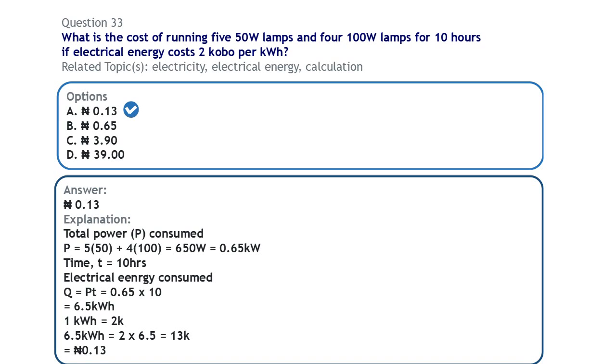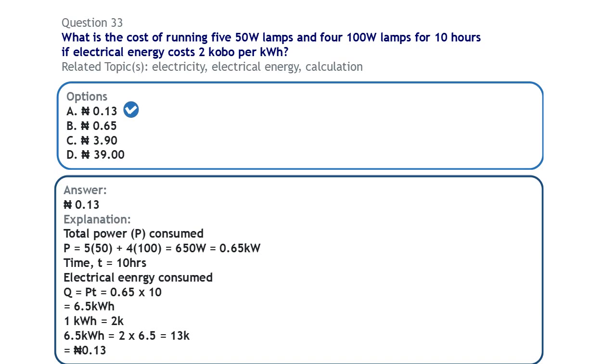You just multiply it by the cost of 1 kilowatt hour, because we can write this 6.5 kilowatt hours as 6.5 times 1 kilowatt hour, and 1 kilowatt hour is what? 2 kobo. So that means I'm going to have 6.5 times 2, or 2 times 6.5, and that is equal to 13 kobo. Okay, 13 kobo.